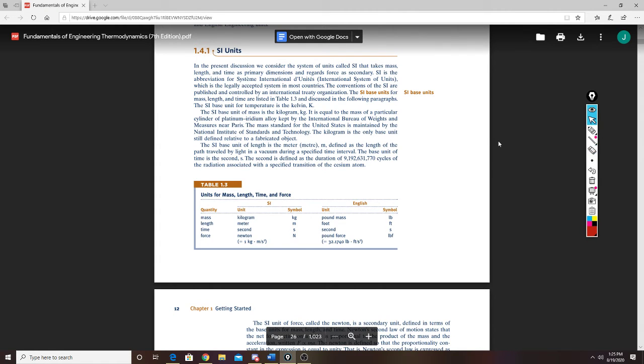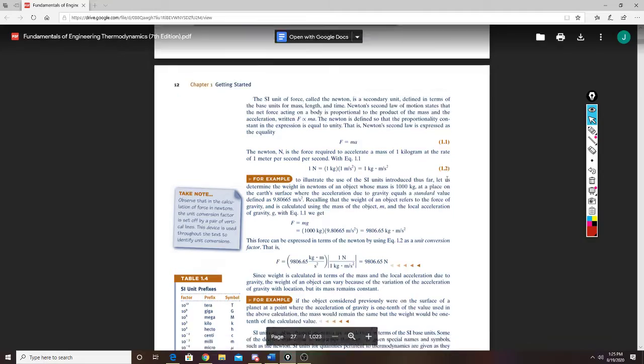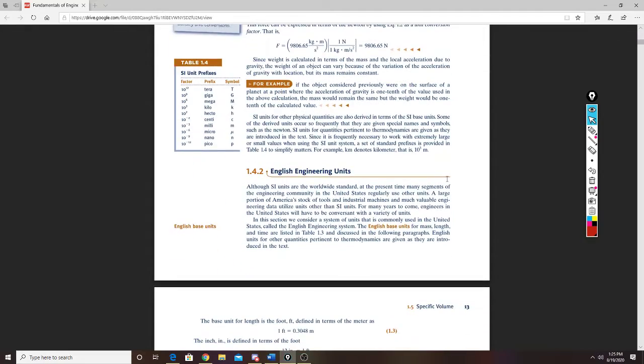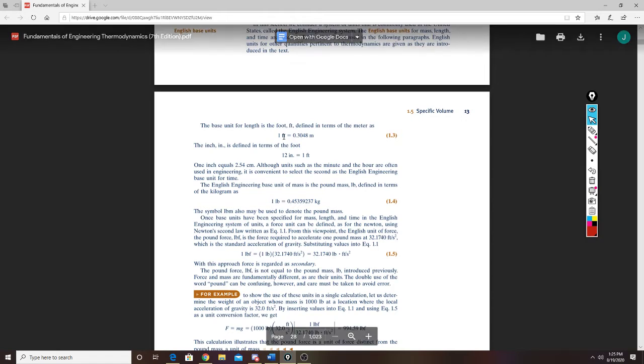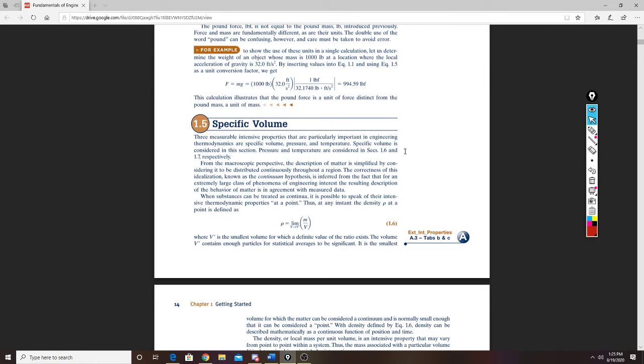And then obviously seconds and newtons and all that stuff, but we are beyond that. And then they talk about the English base. Here are some conversions they give you. We're not interested in that yet.